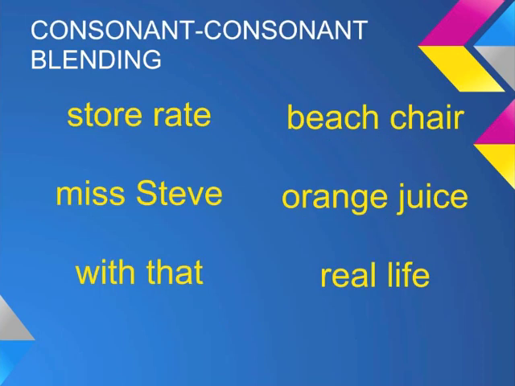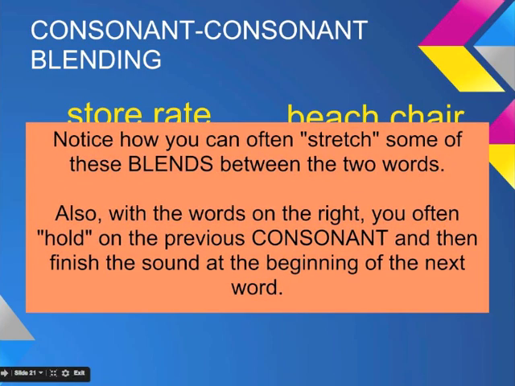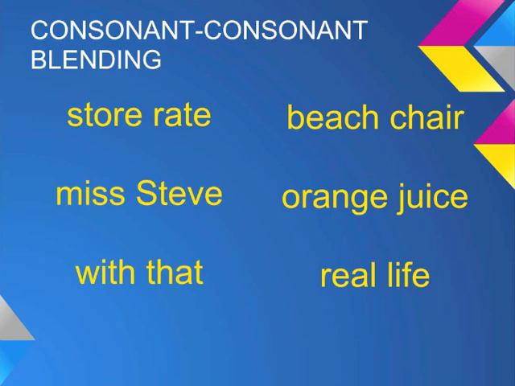Notice how the blending will occur here, with the similar sounds used at the end of the first word and the same or similar at the beginning of the next word. Now, in some of these examples, we can stretch these sounds to help make the connection. So you will notice, especially on some of the words on the left, we can stretch these blends between the two words. On the words on the right, you will notice how we will often hold on to the previous consonant and then finish the sound at the beginning of the next word. And this is especially true for some of those sounds such as ch and j. Let's take a look at our examples.